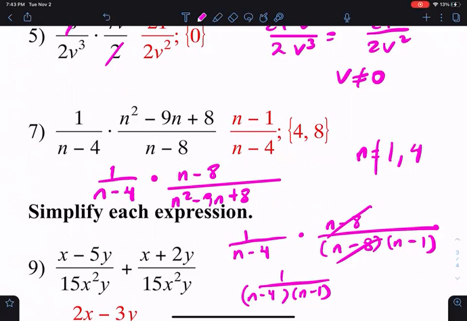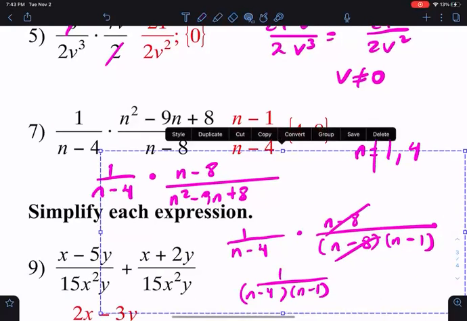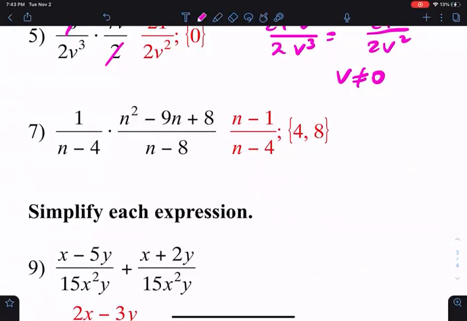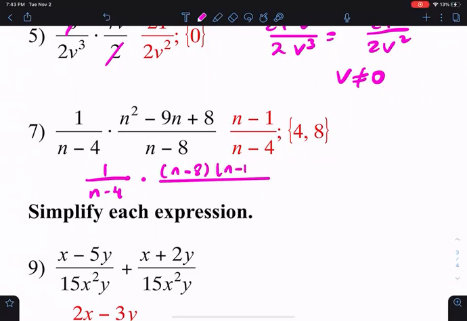Oh, I made a mistake here. Sorry about that. This one stays as it is, as I said before. And then this is n minus 8. And then here, I need to factor this. I'm sorry, I don't need to flip that because this is not division. So I can have n minus 8, n minus 8, n minus 1. So that's the number that you're looking for.